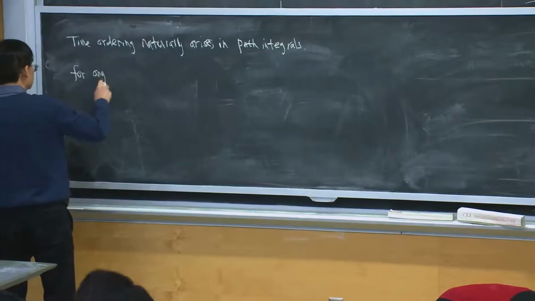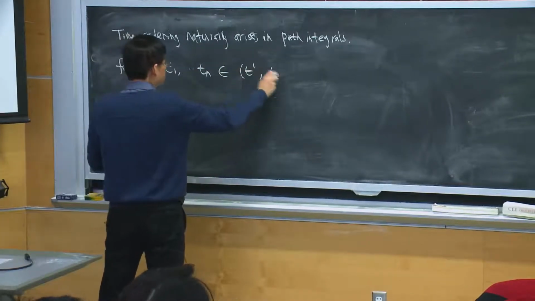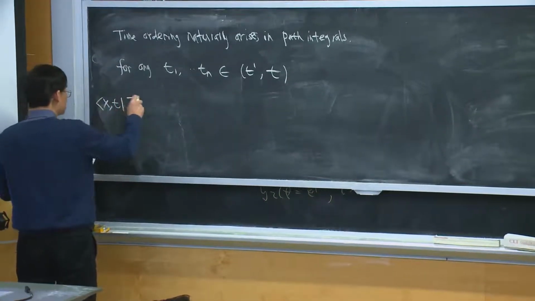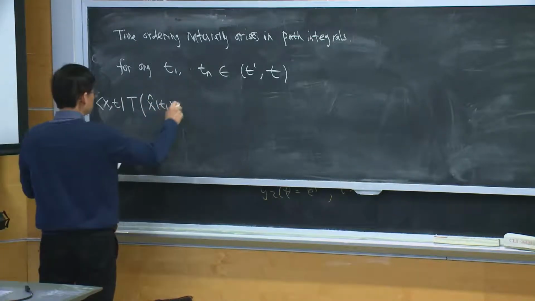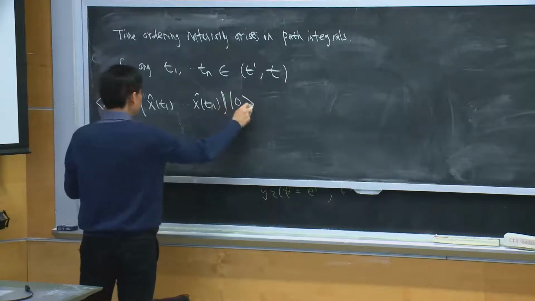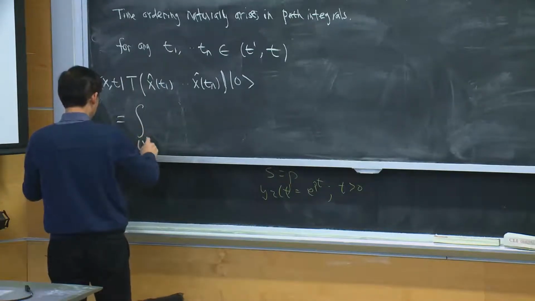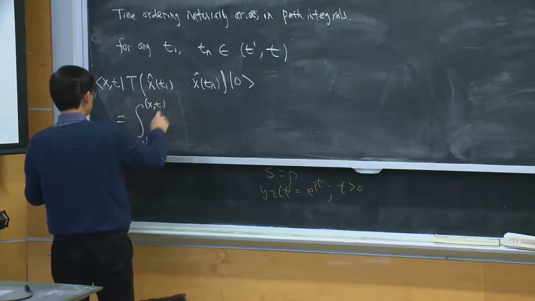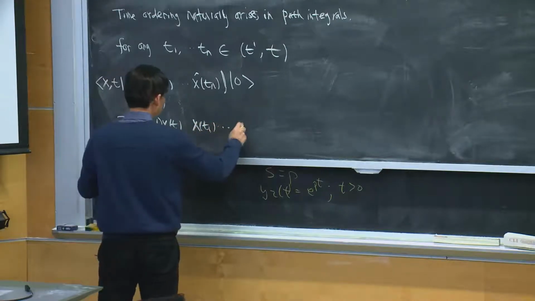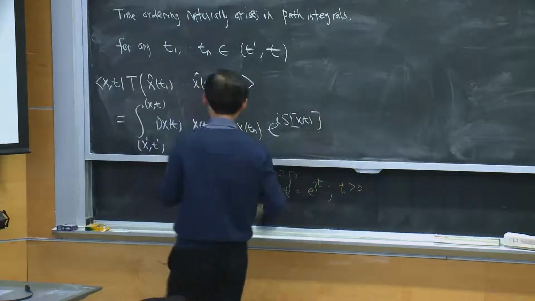for any t1, ..., tn between t prime and t, then you always have the time-ordered product of x hat at t1, ..., tn, and this is equal to the path integral from x prime at t prime to x at t of x(t1) ... x(tn) times the exponential of i times the action. Okay?